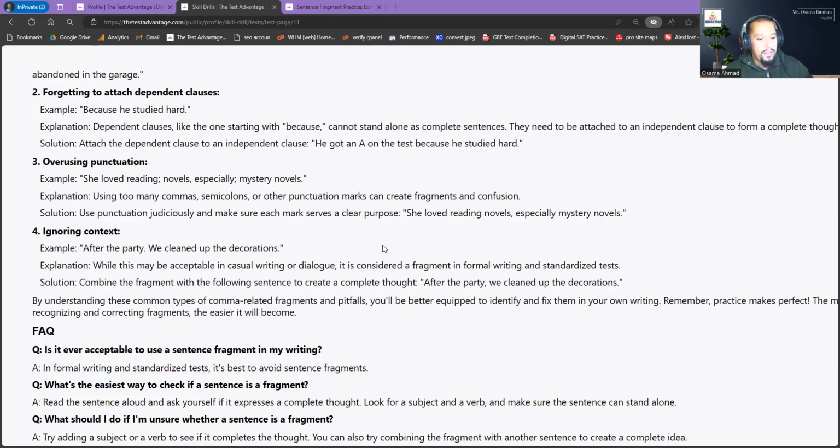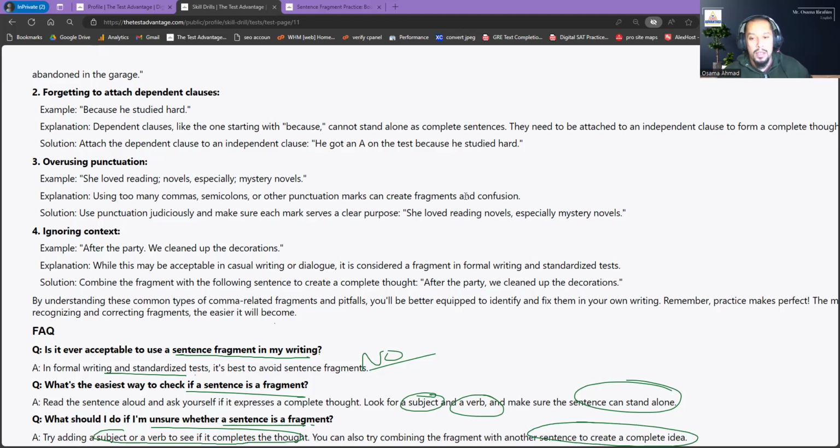Okay. So FAQ, very quickly. Is it acceptable to use a sentence fragment in my writing, in formal writing or standardized tests? No. What's the easiest way to check if a sentence is a fragment? Read it out loud, look for a subject, look for a verb. Make sure it can stand alone. What should I do if I'm unsure whether a sentence is a fragment? Try adding a subject or verb to see if it completes the thought. You can also try combining the fragment with another sentence to make it a complete idea.